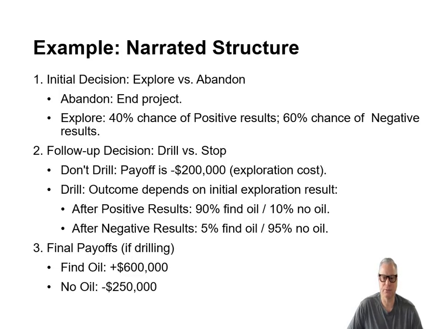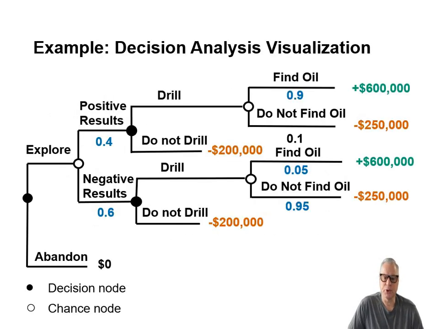What I just went over in a narrated structure is summarized in a decision tree that looks like this. Here we have a decision tree which summarizes exactly the same thing. The first thing that you see is there are solid dots and hollow dots. A solid dot is a decision node. That means you need to make a decision, so we need to decide, shall we explore or abandon? A hollow dot or an empty dot is a chance node, so that is determined by Mother Nature.